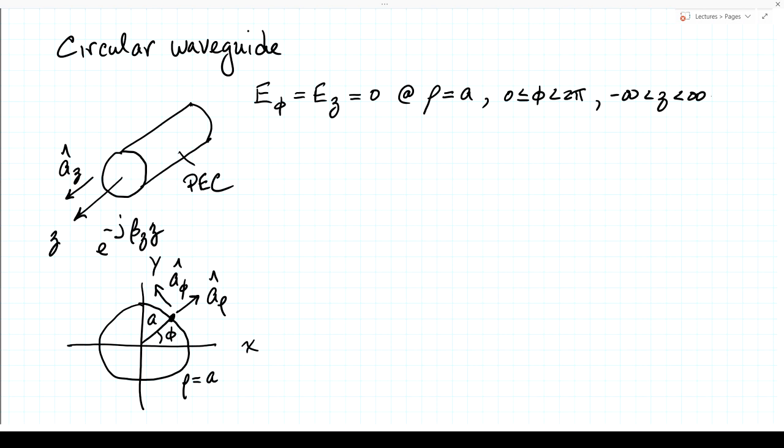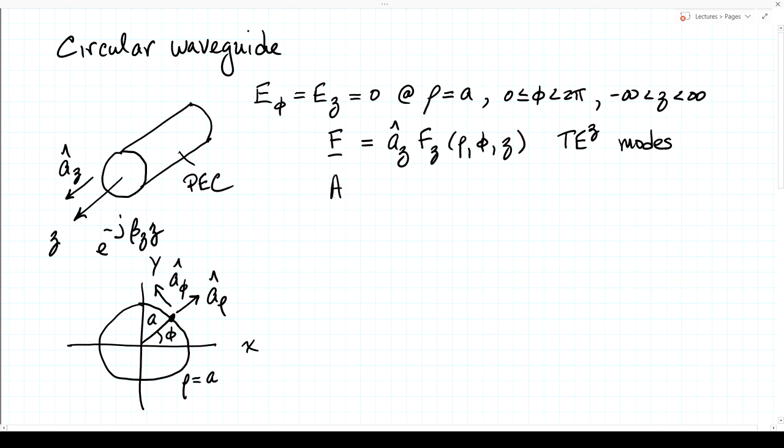As we did for rectangular cross-section waveguides, we're going to break up our solutions into two classes. One is where we take an electric vector potential that has only a z component, and that z component is a function of the three coordinates, rho, phi, and z. Those are the TEz modes, because as we know, there will be no E z component. So the electric field is transverse to the z direction.